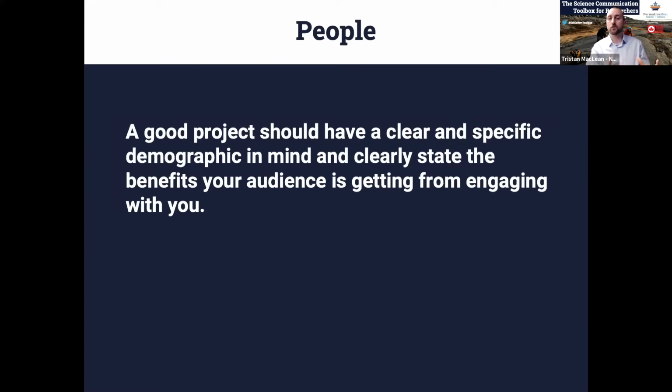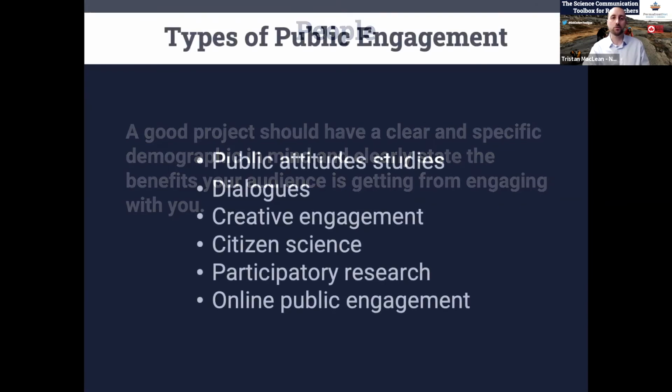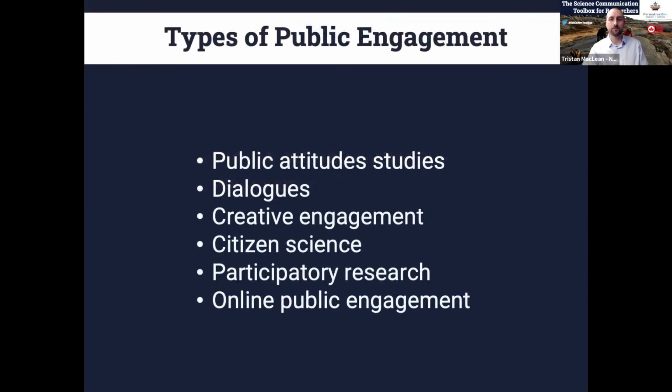There may be a local community group, might be a family group. It could be students or underserved audiences, young people, or Black and minority ethnic groups. So once you're clear about the purpose and who you want to engage with, it's worth thinking about the techniques, the methods that you're going to use for carrying out public engagement. And they can be generally broken down into these 6 categories.